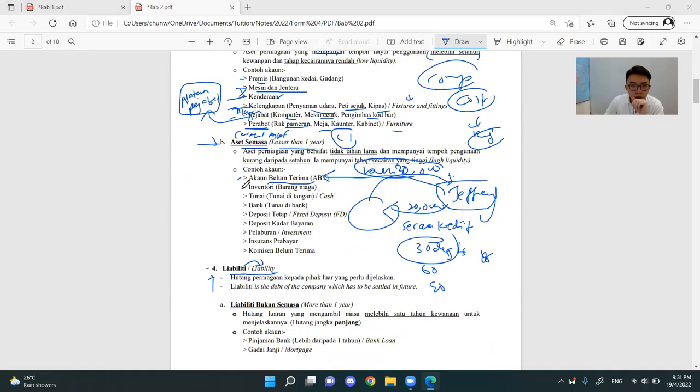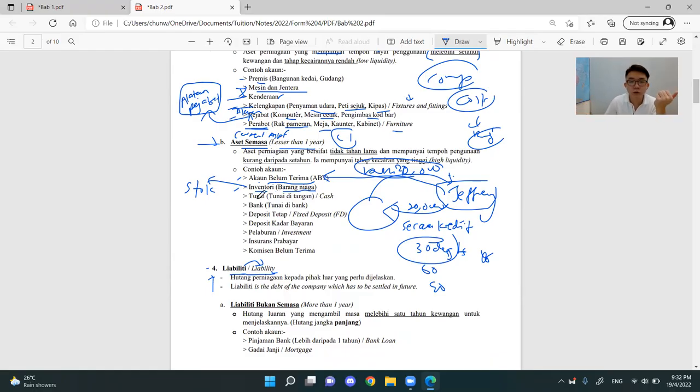After ABT, this is very simple, like inventory. Inventory, in old terms, kita panggil dia stock. Ini ialah perkataan lama. Sekarang kita guna inventory. So this is the barang niaga. In this example, our barang niaga ialah inventory. Our inventory ialah baju. If you are in a kasut business, then kasut will be your inventory.